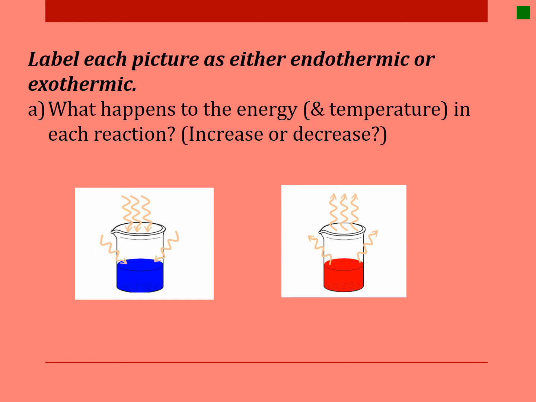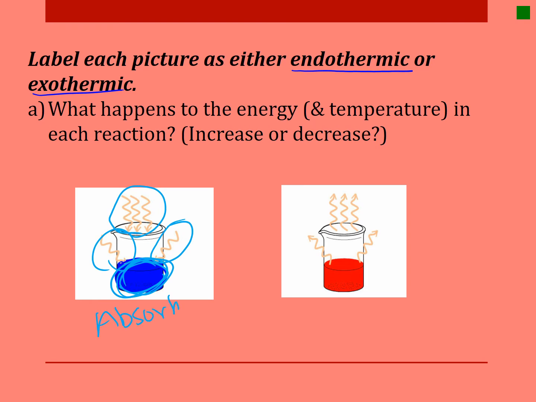Okay, so let's look at this. What is happening, whether it's endothermic or exothermic? You always follow heat. Heat will either enter or leave, but you always follow where it goes. It says, what happens to the energy and the temperature in each reaction? If I look at this reaction down here, what is happening to this system? Well, it looks like it is absorbing energy.